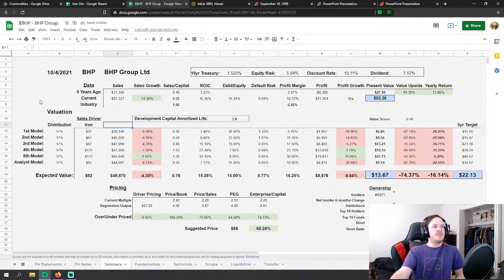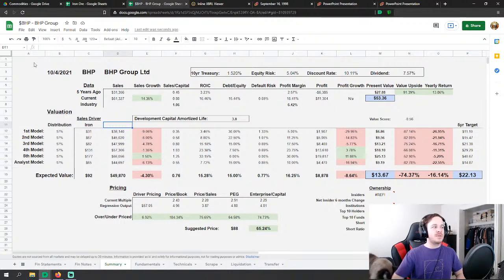All right, so BHP Group, ticker BHP. U.S. Treasuries currently going for 1.52%. Equity risk premium is currently about 5.04%. I get a discount rate after adjusting for risks of this company of 10.11%. They have a 7.5% dividend. That's an estimation based off of their previous non-special dividend, because they did have a special dividend in the most recent half period. Sales 5 years ago of $31 billion.